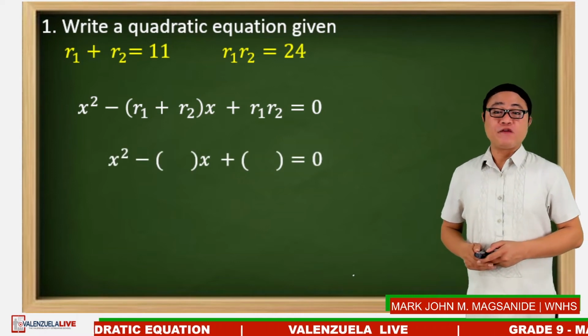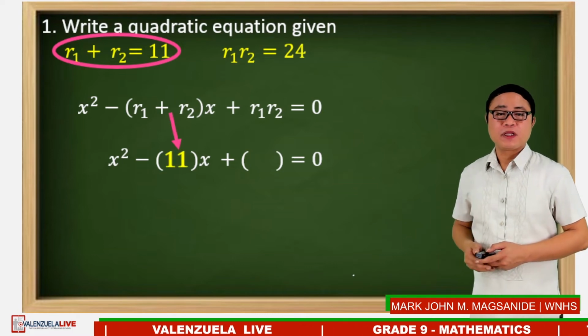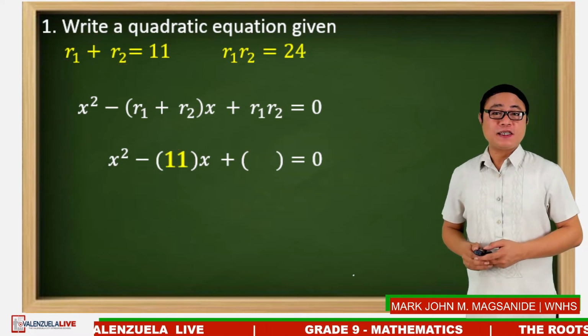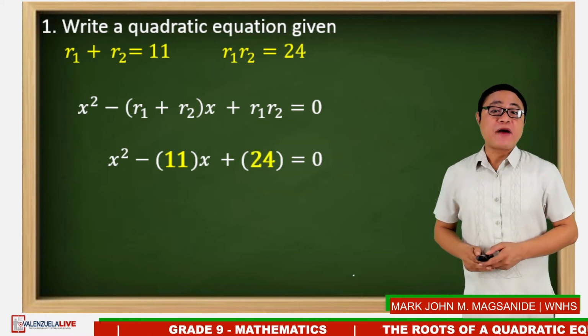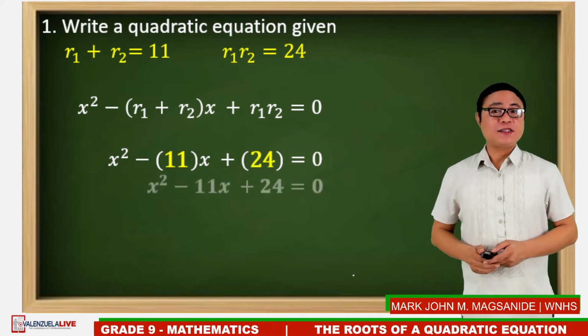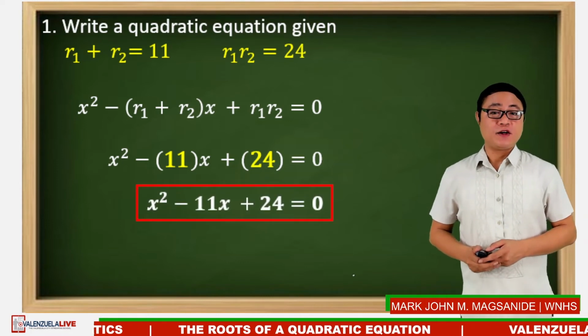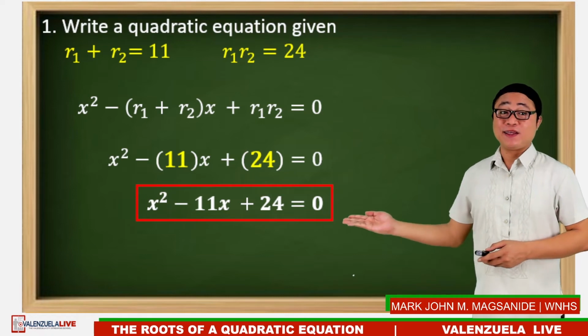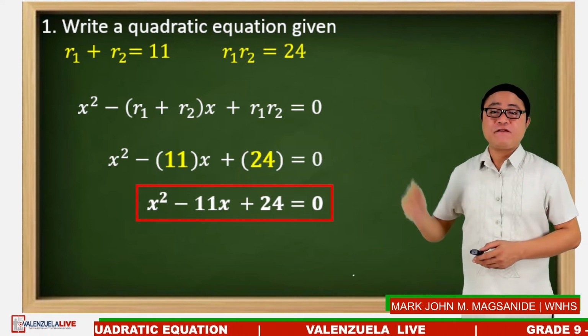Fill in the value of sum and product of the roots. For the sum of the roots, it is 11. And for the product of the roots, it is 24. Simplifying, we will get x squared minus 11x plus 24 is equal to 0. And this is the quadratic equation formed from the given.